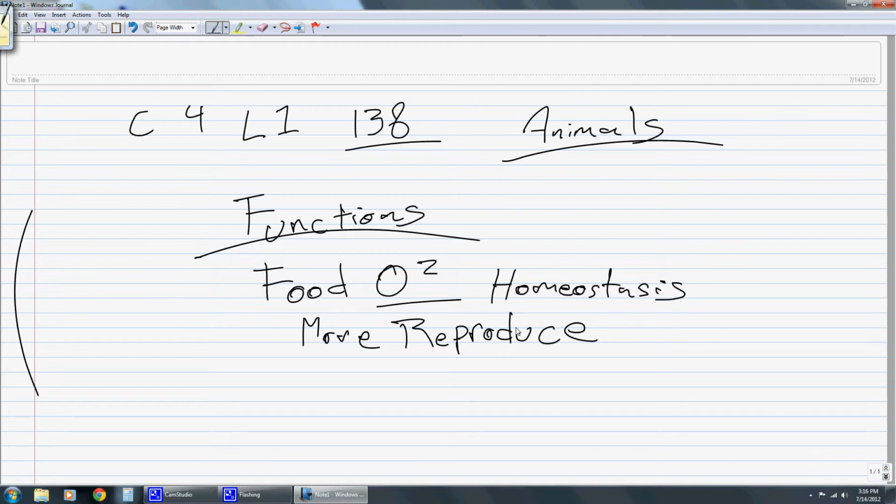Okay, so these are the functions. And the question you may ask yourself is, how exactly do they do that? They do that with something called an adaptation. And an adaptation can be one of two things. It can either be behavioral or it can be physical.